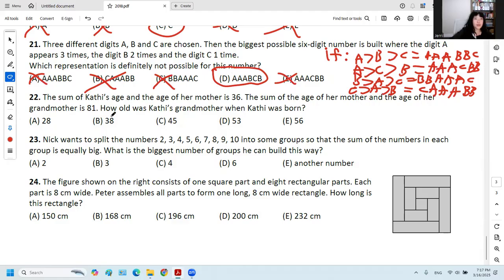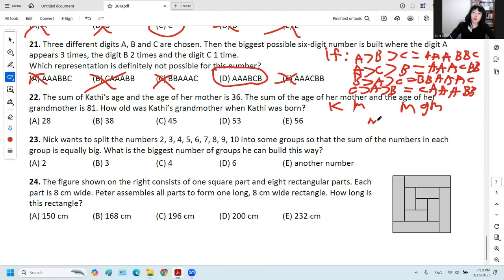Question number 22. The sum of Kathy's age and the age of her mother is 36. The sum of the age of her mother and the age of her grandmother is 81. How old was Kathy's grandmother when Kathy was born? Right here. Kathy and her mother. Her mother and her grandmother.